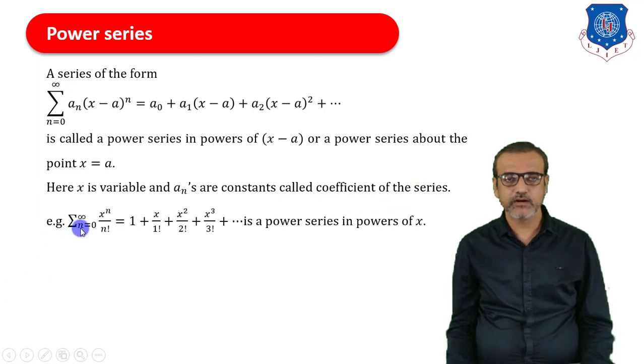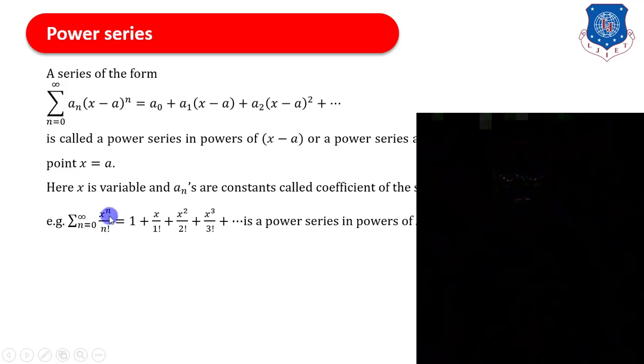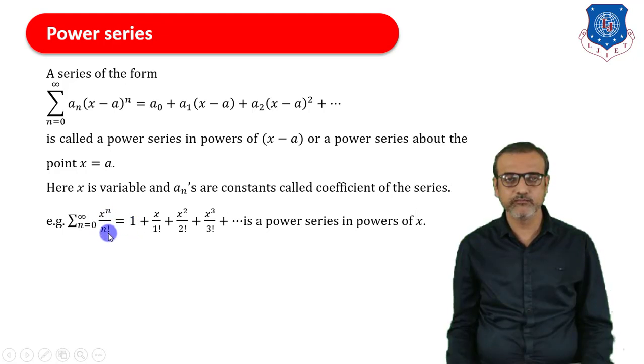Example: sigma n from 0 to infinity of x raised to n upon n factorial. This equals, for n equals 0, 1, because x raised to 0 is 1 and 0 factorial is 1. So the first term is 1. Then for n equals 1, you get the second term, that is plus x raised to 1 upon 1 factorial. Similarly you get the terms x squared by 2 factorial plus x cubed by 3 factorial and so on. This is the power series in powers of x.